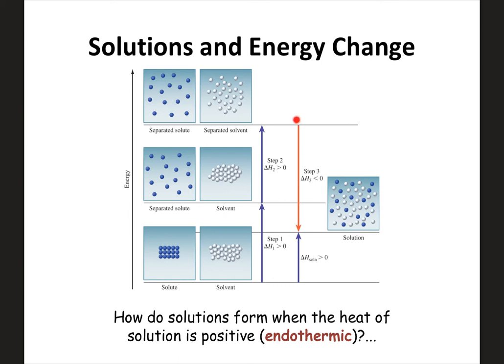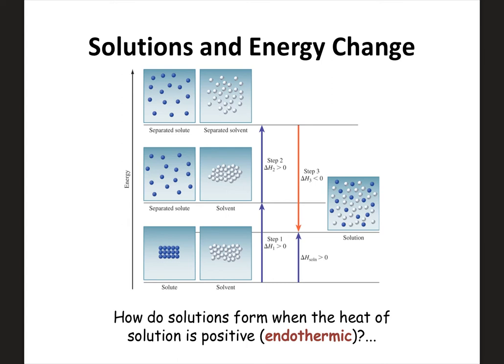And you can see the amount of energy given back is not equal to the amount that we put in. So there is going to be a positive delta H of solution here. It basically cost us more energy to separate the solute and the solvent than we got back when they interacted and formed a new solution here.